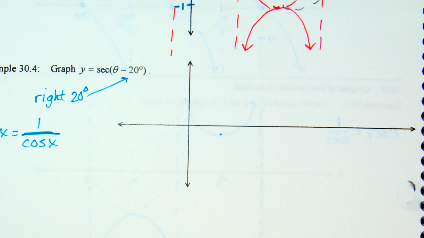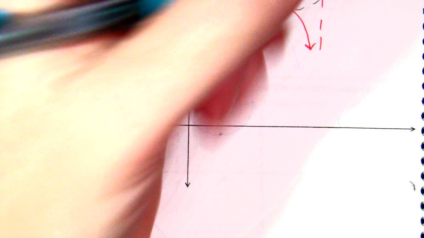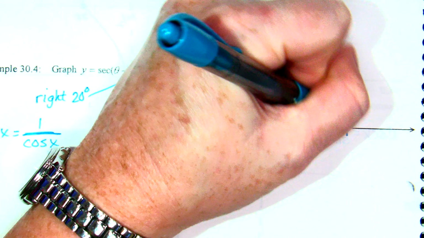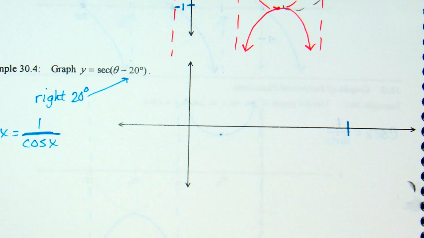Okay, so I'm going to do the same thing I did last time. I'm going to use my whole graph. I'm going to label 2 pi. However, I'm not going to write 2 pi because we're going to talk degrees this time. So what is 2 pi in degrees? 360.